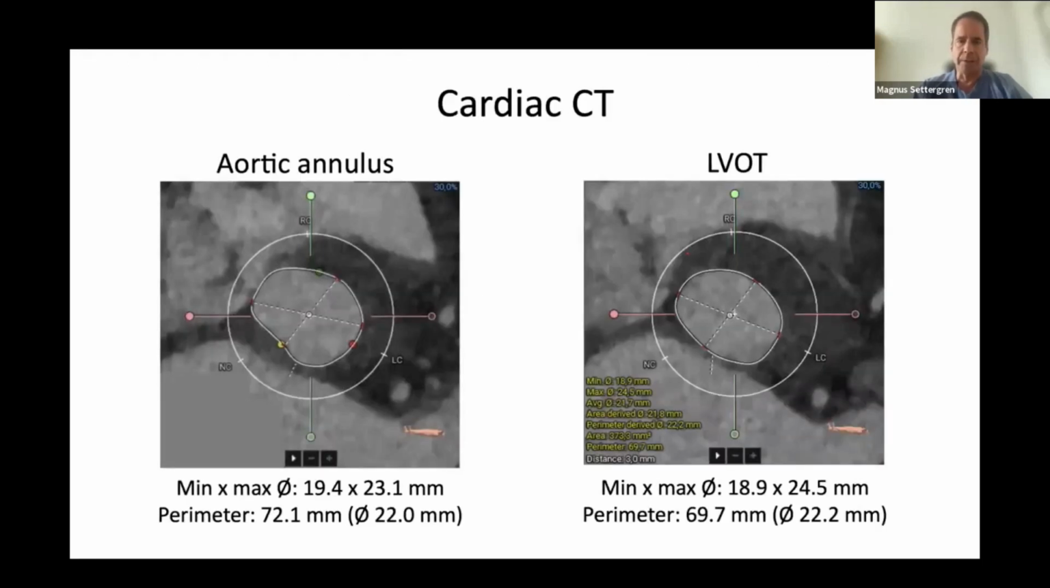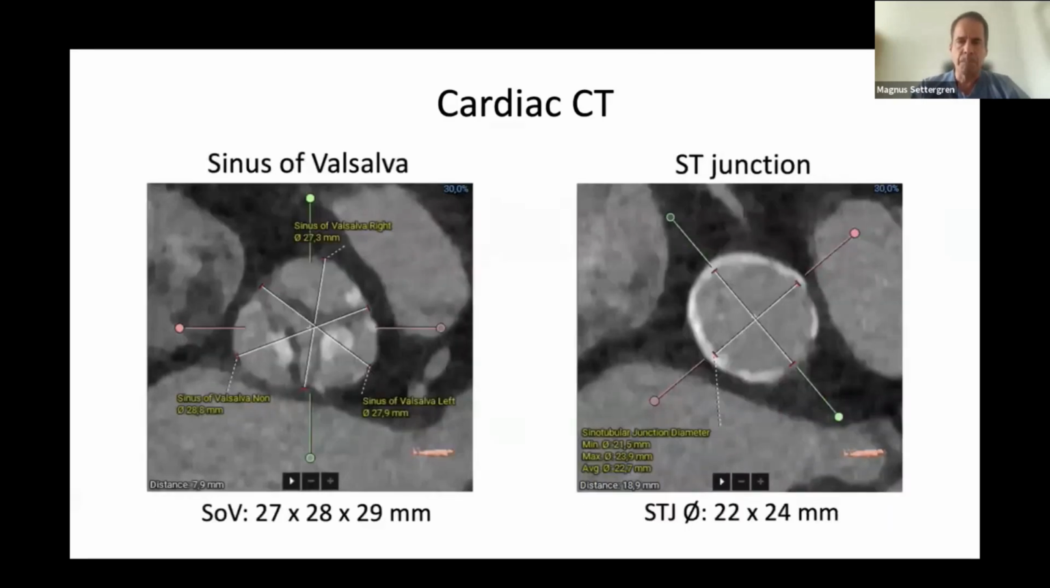So if we look at the cardiac CT, it's a little bit of a teardrop-shaped annulus here that measures 19 by 23 millimeters. Perimeter-derived diameter is 22. The LVOT is slightly flaring, measuring 22.2 millimeters. And the sinus of Valsalva is rather narrow, measured around 28 to 29 millimeters. The STJ, as you can see, has almost a napkin ring calcification there, and it's also fairly narrow.